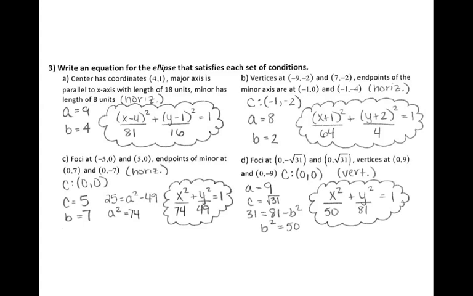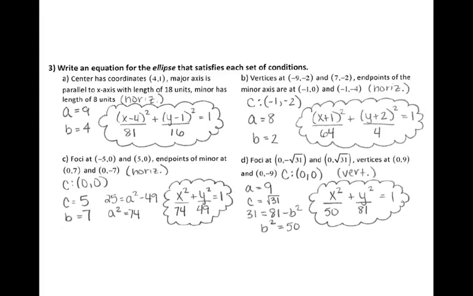For ellipses, there's a couple things you need to pay attention to. You have to pay attention to the direction of your major axis. You have to find the center if it's not already given to you, and you also need to know what A and B are, because that's what goes in the equation for the ellipse.